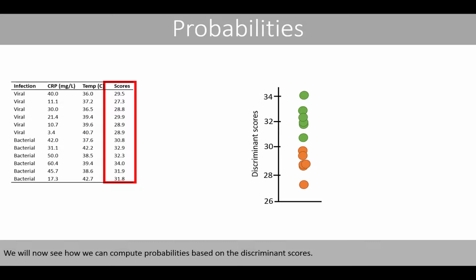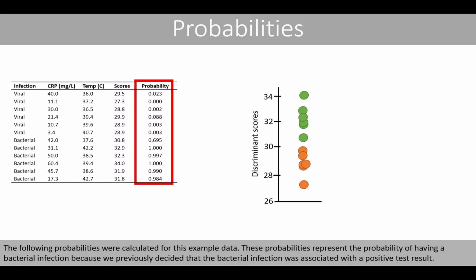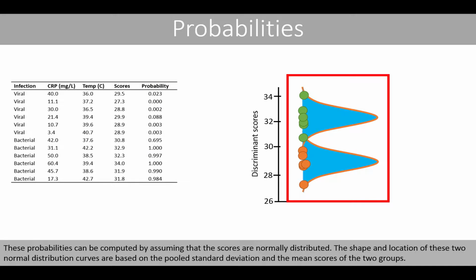We'll now see how we can compute probabilities based on the discriminant scores. The following probabilities were calculated for this example data. These probabilities represent the probability of having a bacterial infection because we previously decided that the bacterial infection was associated with a positive test result. These probabilities can be computed by assuming that the scores are normally distributed. The shape and the location of these 2 normal distribution curves are based on the pooled standard deviation and the mean scores of the 2 groups.